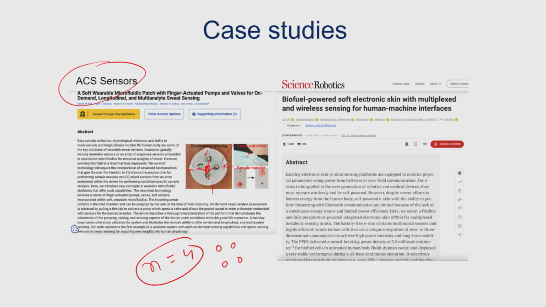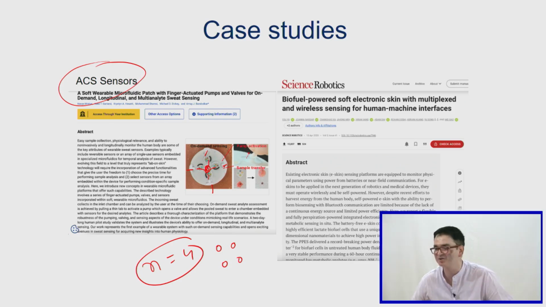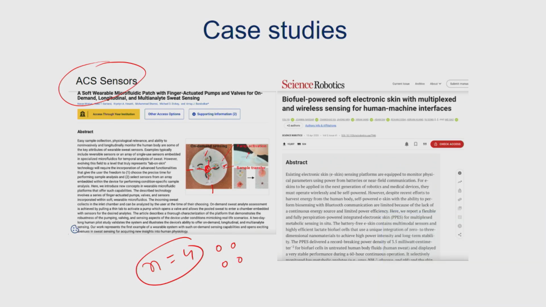Okay, and this is the 4th one here. This is a study that was done by Wei Gao, and this was published in Science Robotics. Nature and Science happen to be the most popular, very popular journals with very high impact factors. What he has done here is, instead of using an external power source, he's used a biofuel-powered source which runs on a lactate sensor. So it uses the lactate in the body to power the whole circuit, and he's used that for doing multiplexed and wireless biosensing at human-machine interfaces as well.